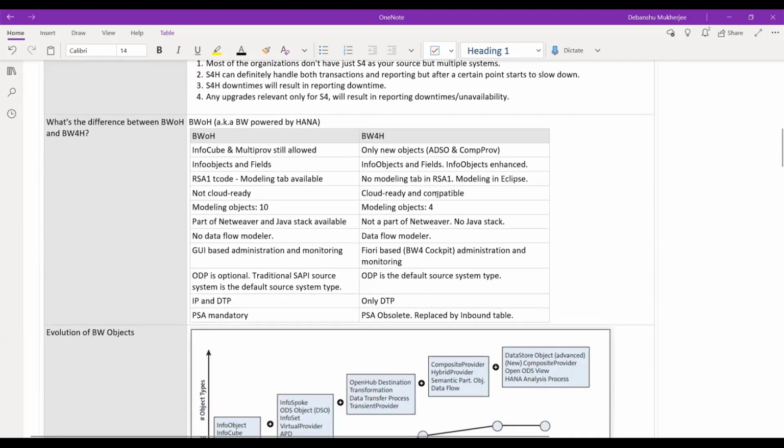Now, another very common question is BW on HANA, BW for HANA. What's the difference? Many people are confused. They think that it's one and the same thing, but it's not. So let's look quickly at the difference.